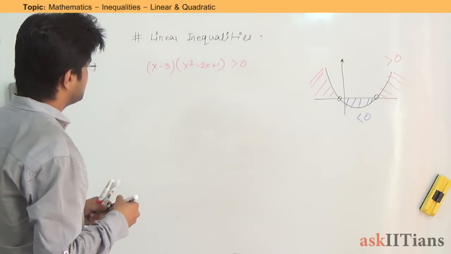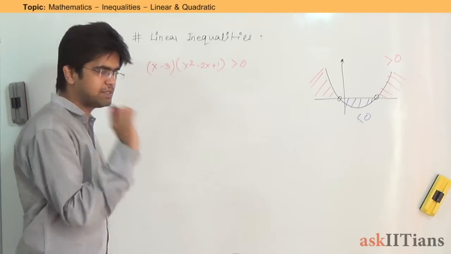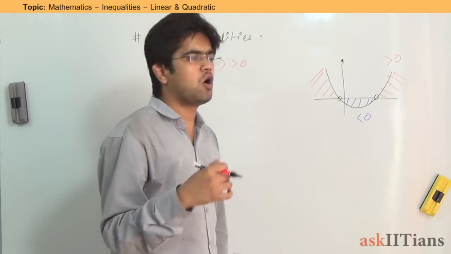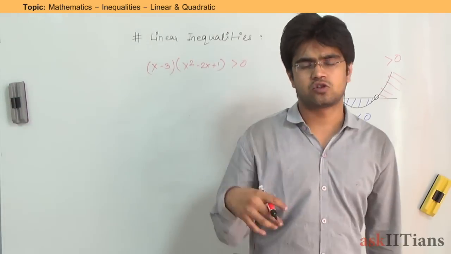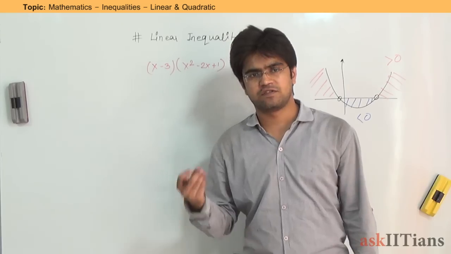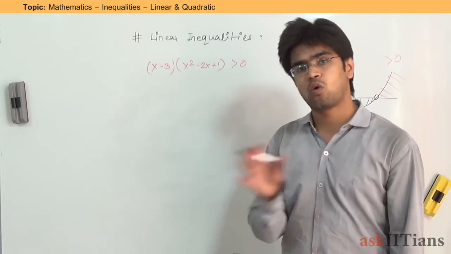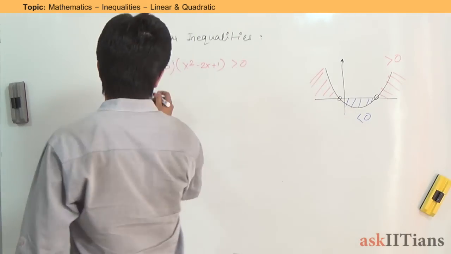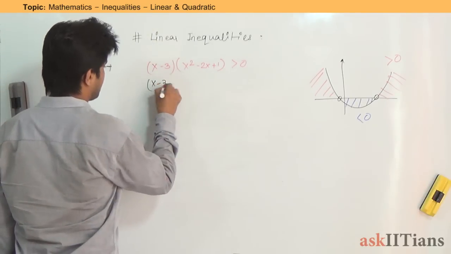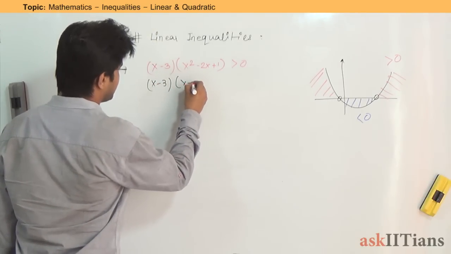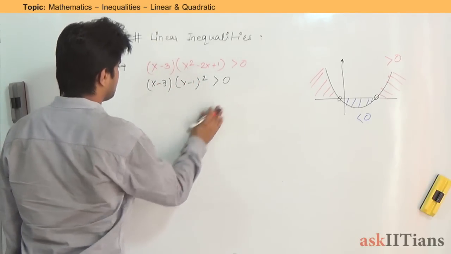So again, my basic aim is to factorize all these equations, whether cubic, quadratic or biquadratic, into factors. If there is any equation like this, then I want to factorize it first. So what are the factors here? X minus 3 is a factor in itself. This is actually x minus 1 whole square greater than 0.